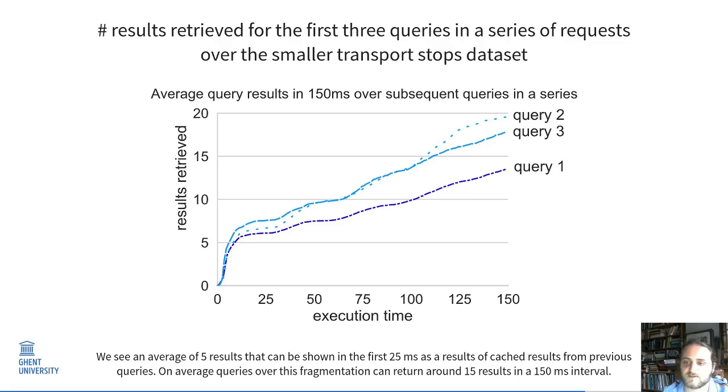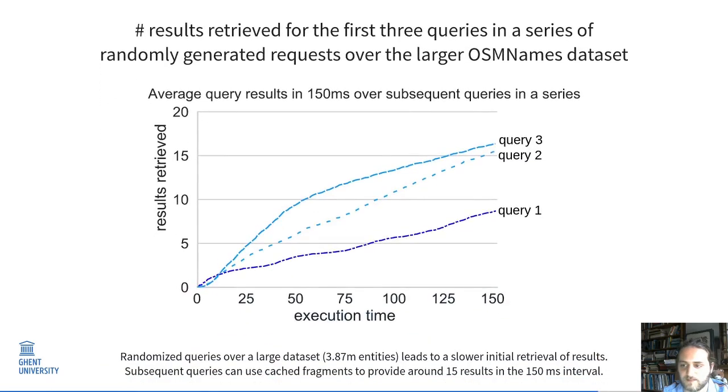To produce results, we see that we can get on average 13 to 14 results in an execution time of 150 milliseconds. But then we see that the second query in the series and the third query in the series can, as they already have found their starting position in the tree, much quicker retrieve the additional results required for the subsequent queries in the series. So we see a slower startup for the first query, but then the second and third query can make more speed.